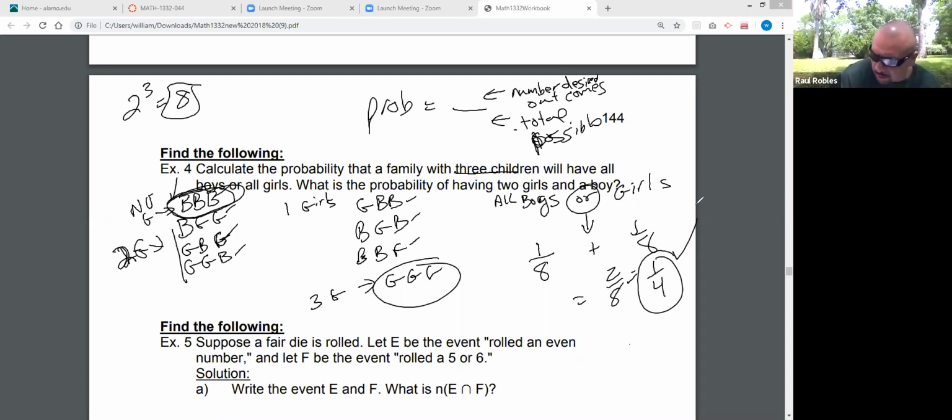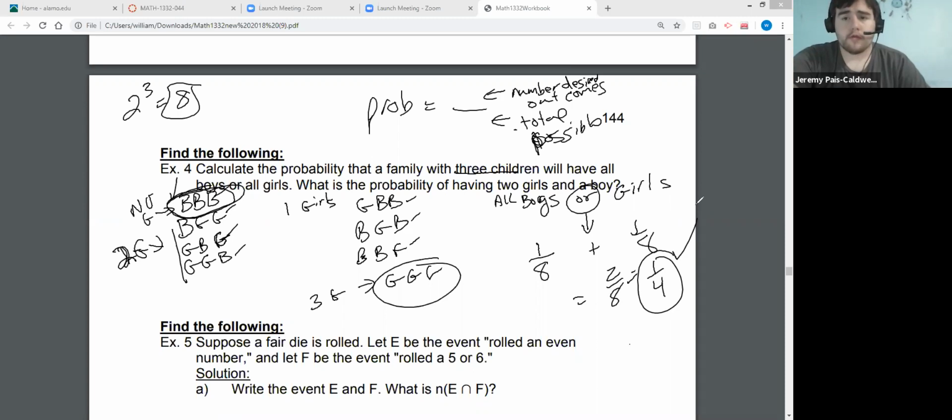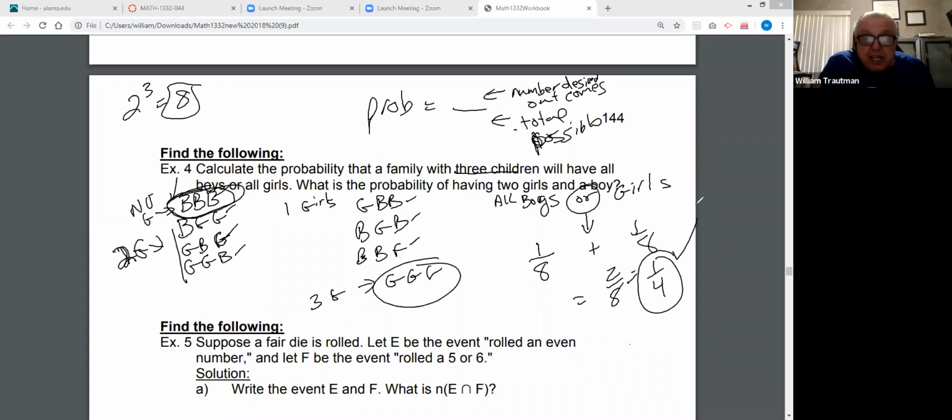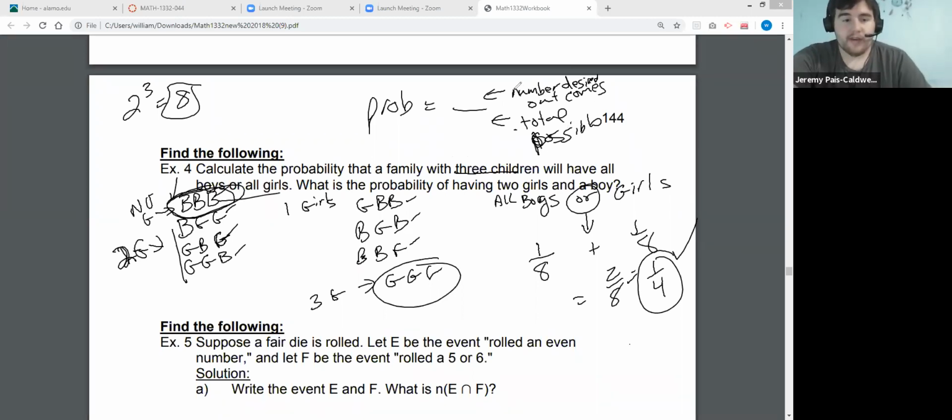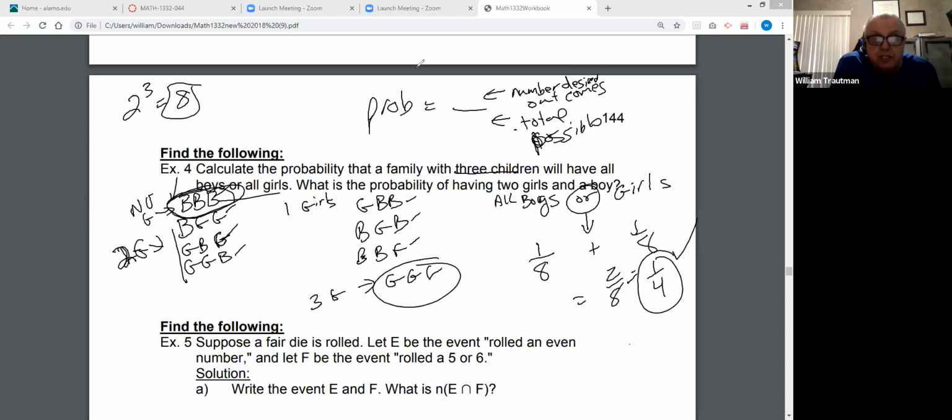Okay. Yeah, go ahead. The question says, what's the probability of having 2 girls and a boy? Not all. That's the second part, isn't it? Oh, yeah, you're right. I'm sorry, that's the second part. All right, so I'm going to erase this. Oh, I shouldn't erase that part.